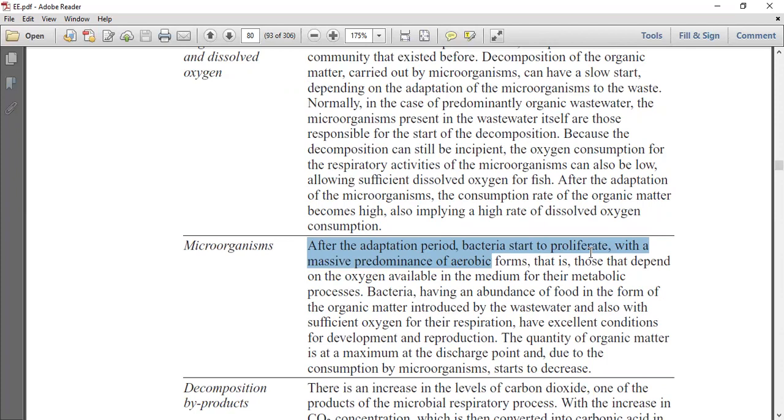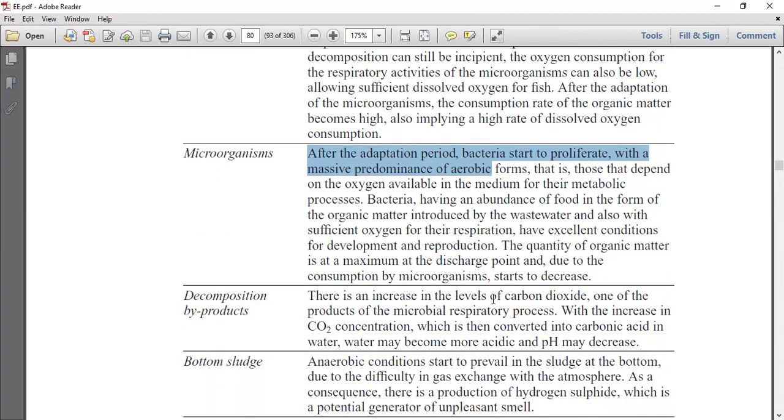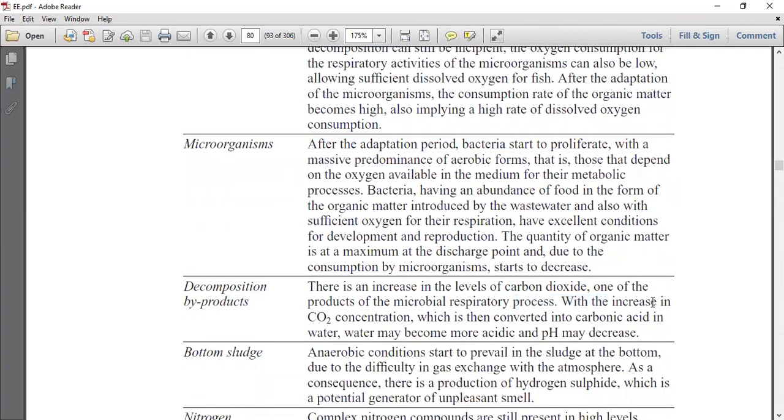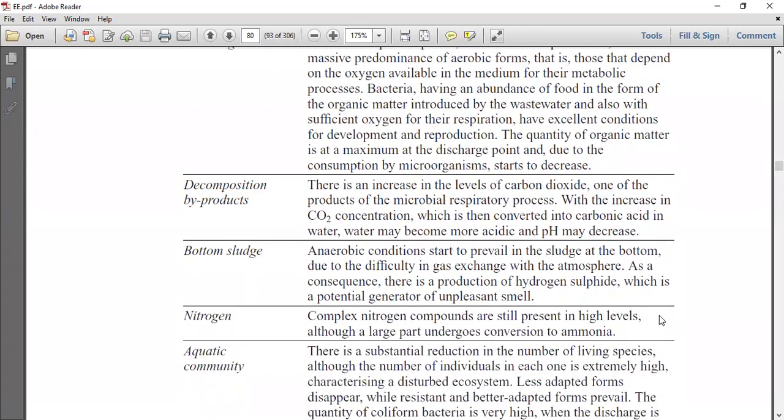The quantity of organic matter is at a maximum at the discharge point, and due to consumption by the microorganisms, it starts to decrease. Decomposition byproducts: there is an increase in the level of carbon dioxide, one of the products of the microbial respiratory process. With the increase in CO2 concentration, it is converted into carbonic acid in water. Water may become more acidic and pH may decrease.